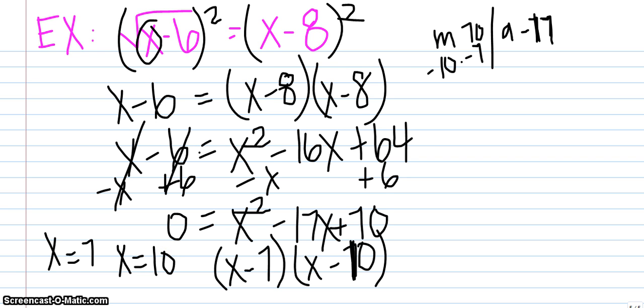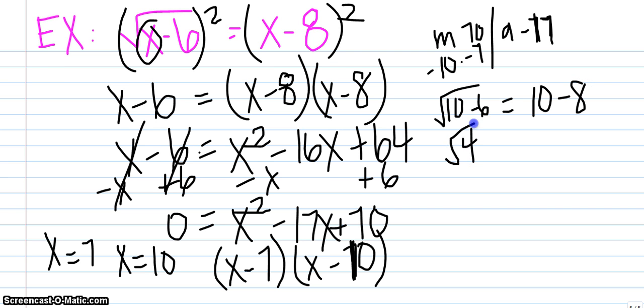Once again, I need to check my solutions. So 10 minus 6 and the square root of that is equal to 10 minus 8. So 10 minus 6 is 4. Square root of 4 is 2. 10 minus 8 is 2. 2 equals 2. So I know that 10 checks.